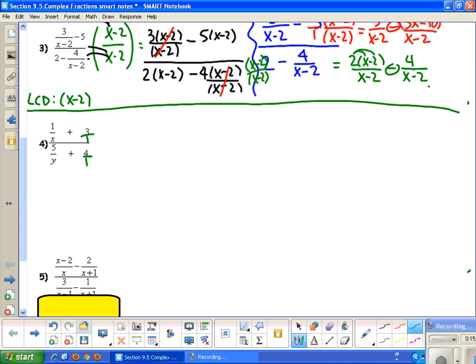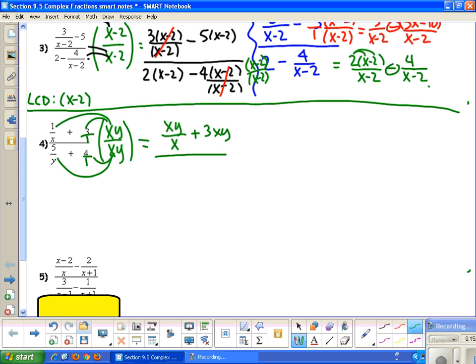So my LCD between all of my denominators would be, now you have 1x here and 1y, so it's going to be xy. So when I do that, I have to multiply xy by all of my terms in my numerator, so this times this and this, and then the same thing by all of your terms down here. So that's going to give me xy times 1 is xy over x plus 3xy, and I can write that over 1 if I want to, but it's not necessary, over 5xy over y plus 4, and then this would be just xy. Then I would simplify.